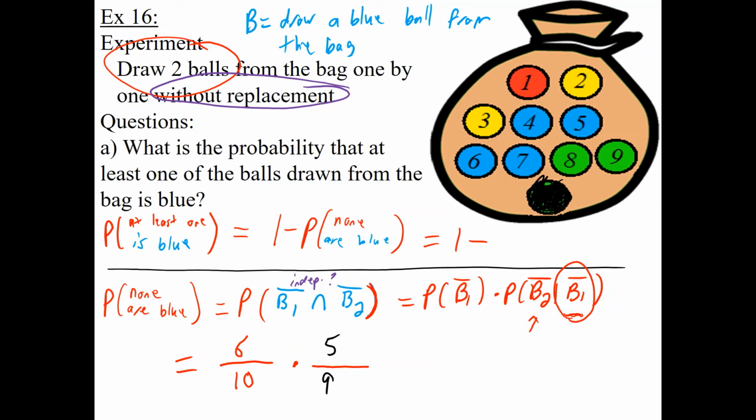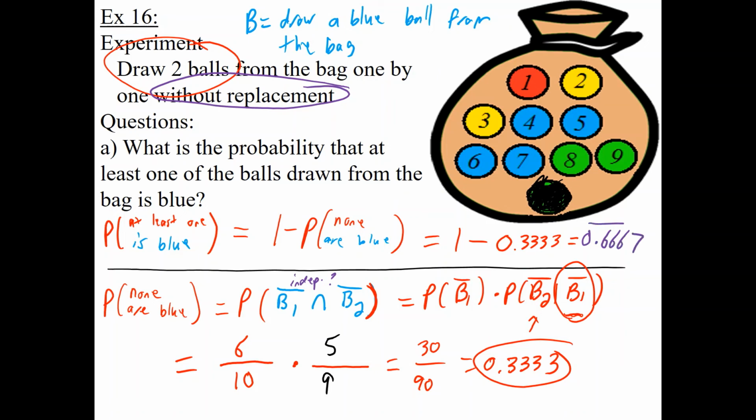And when you multiply that out, you get 30 over 90. If you write it as a decimal, it's 0.3333. And that's the answer for probability of none. So now back up top to find the probability of at least 1. It was 1 minus probability of none, so it's 1 minus this answer, 0.3333. So the answer is 0.6667. All right, that's how that one goes.